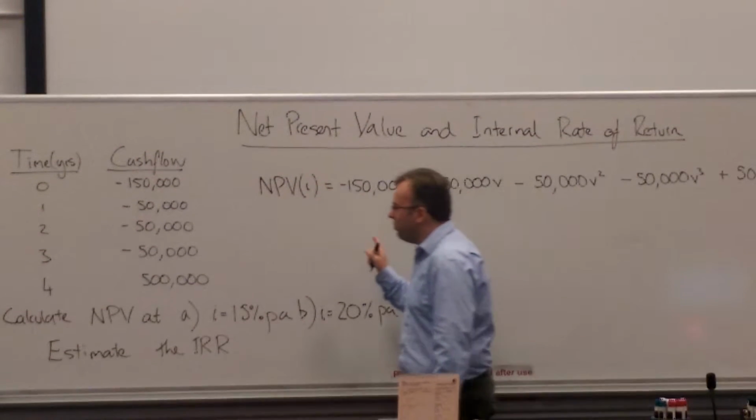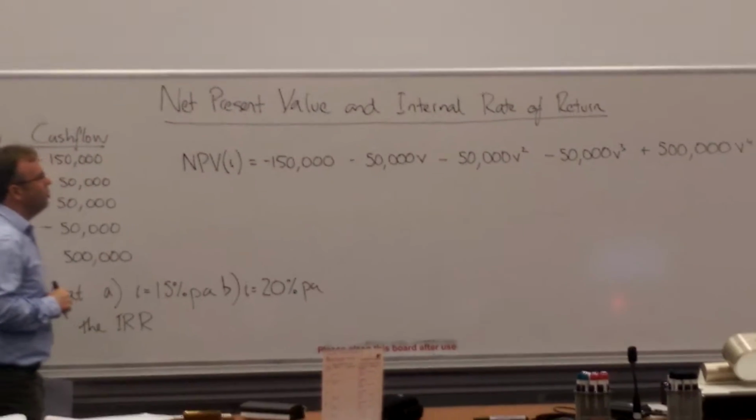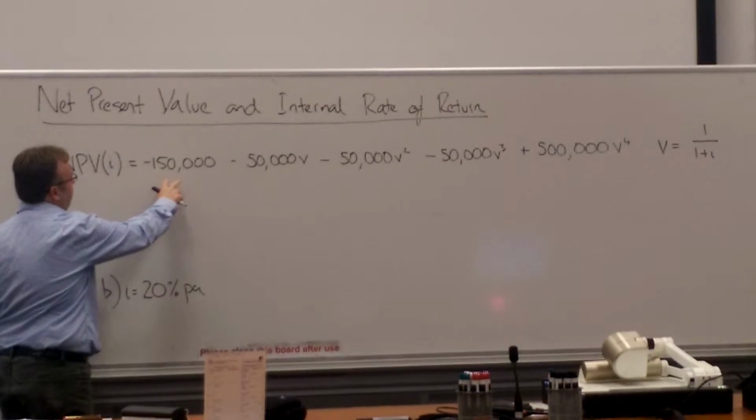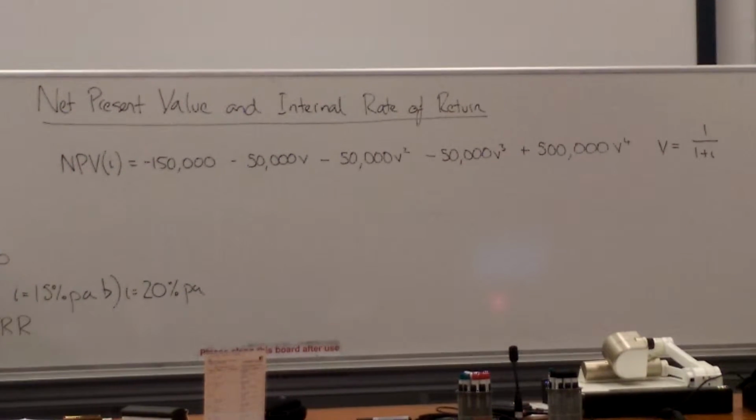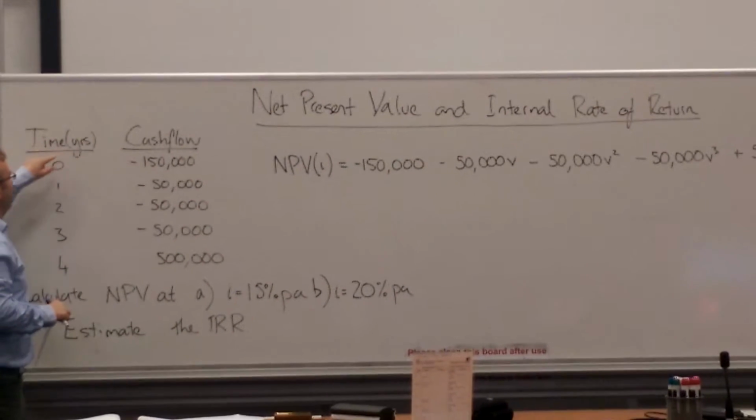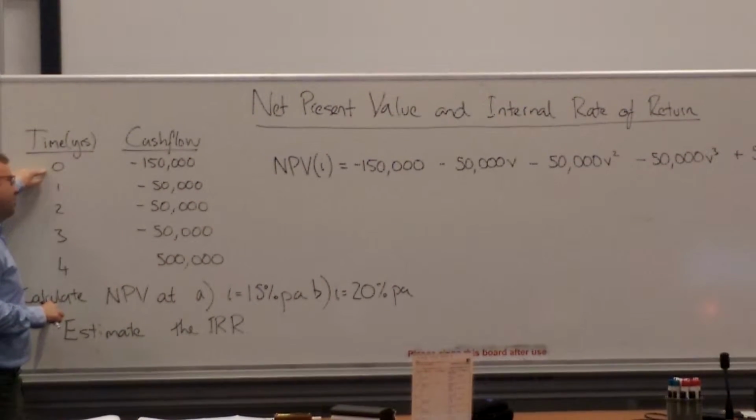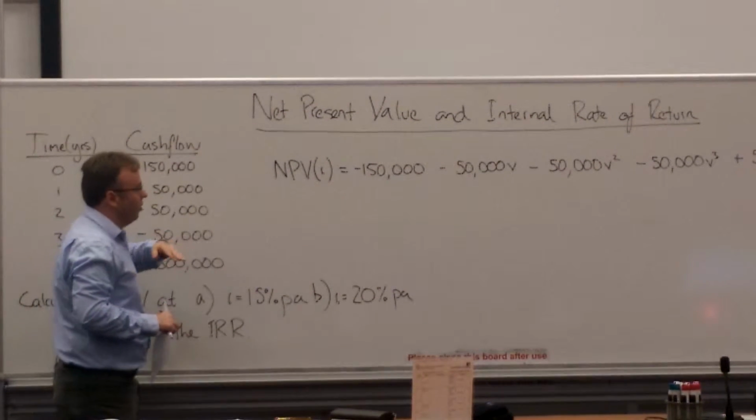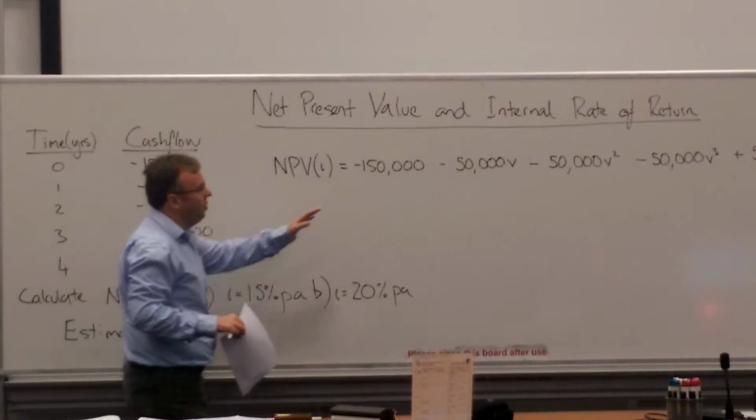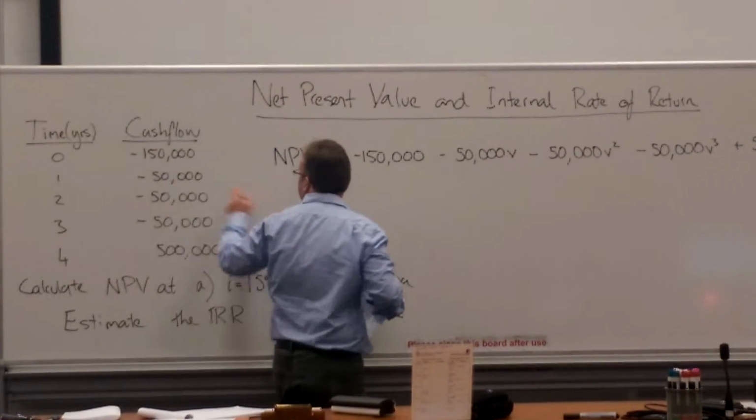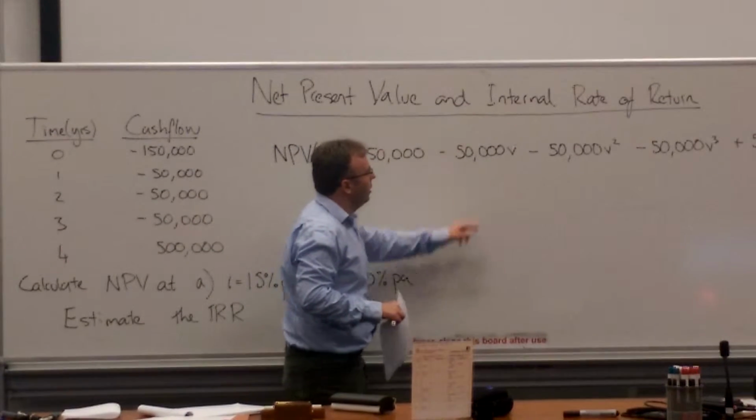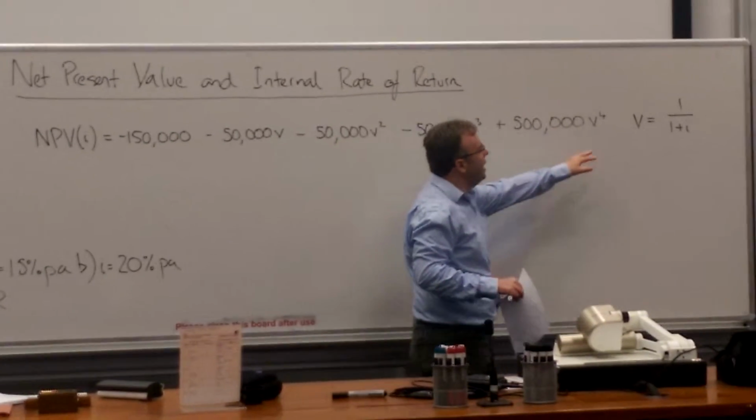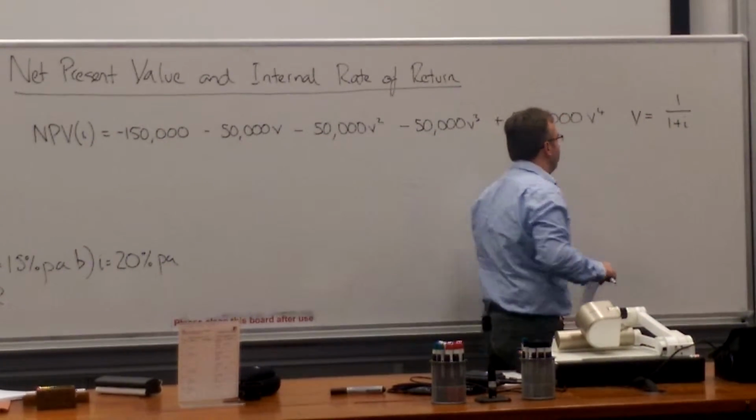Now on the board I've already put up an expression for the net present value of those cash flows, and you can see that it's minus £150,000. That's the first entry, and that's because our first cash flow takes place at time 0, so there's no discounting required. The next cash flow is again a payment, or a negative cash flow, of £50,000, but this time because it occurs after 1 year, we need to multiply by our discount factor V, and remember that V is equal to 1 divided by 1 plus i.